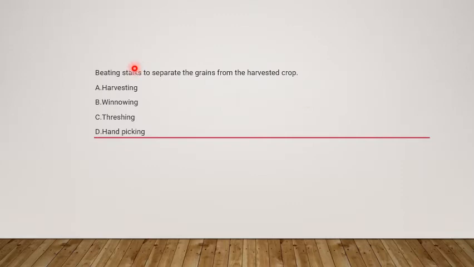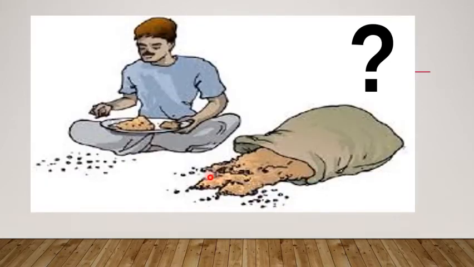So now here is one question in front of you. The beating of stalks to separate the grain from the harvested crop, what do we call this? Here is the example in front of you. So what is this process? Beating of stalks to separate the grain, that is threshing. Okay. Now see here and tell me what you observe from this image.